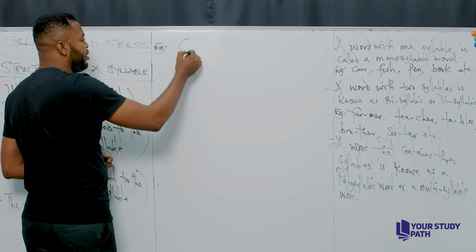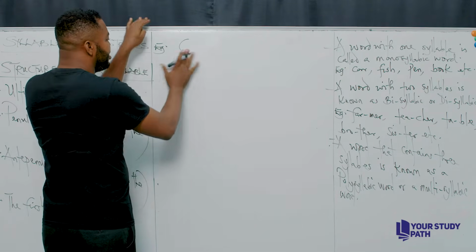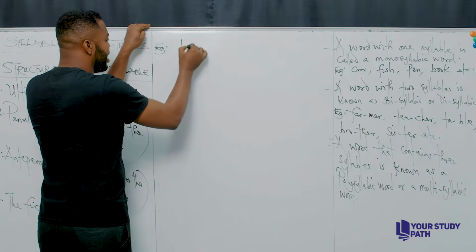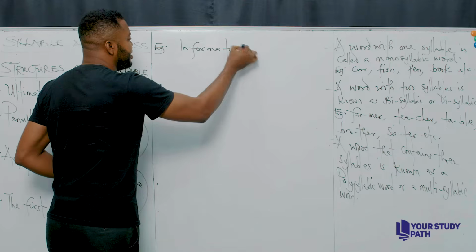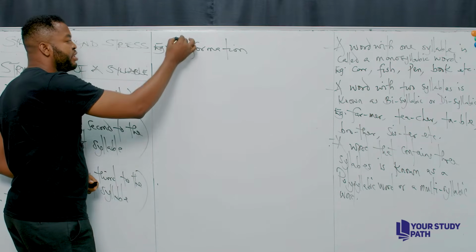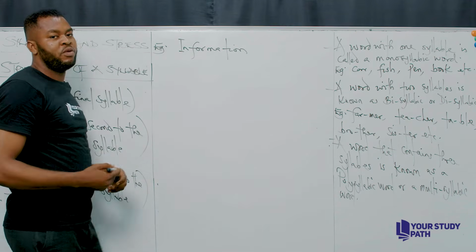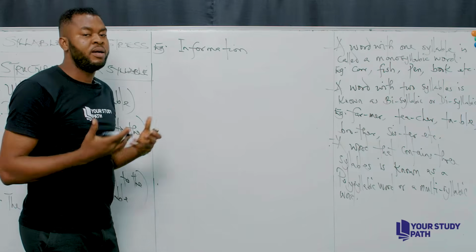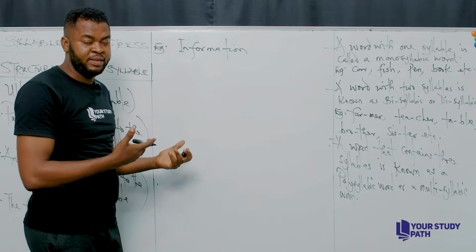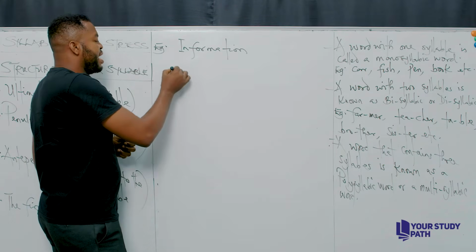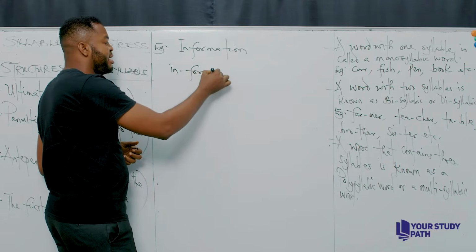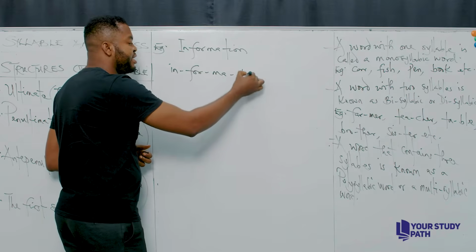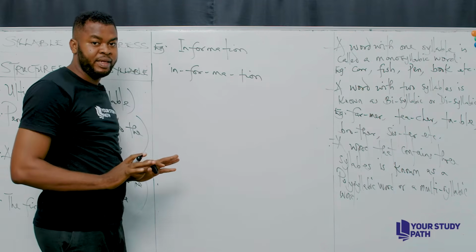If you have a word such as information, I-N-F-O-R-M-A-T-I-O-N, this is the word information. What is the first thing to do? I need to make a syllabic division, right? Now the syllabic division is I-N, F-O-R, M-A, then T-I-O-N. Is that taken?